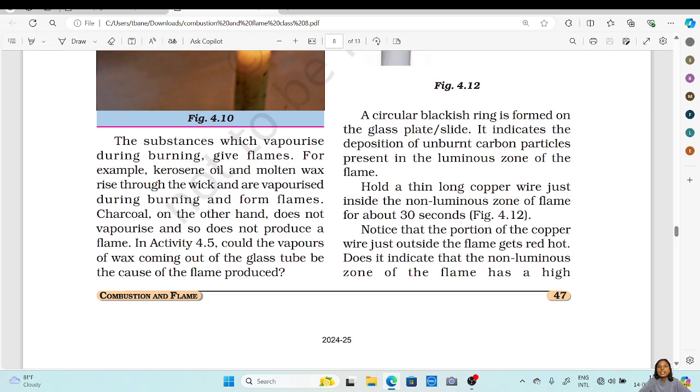So here they are saying that the blackish thing that is formed on that glass slide is due to the deposition of unburned carbon particles present in the luminous zone of the flame.